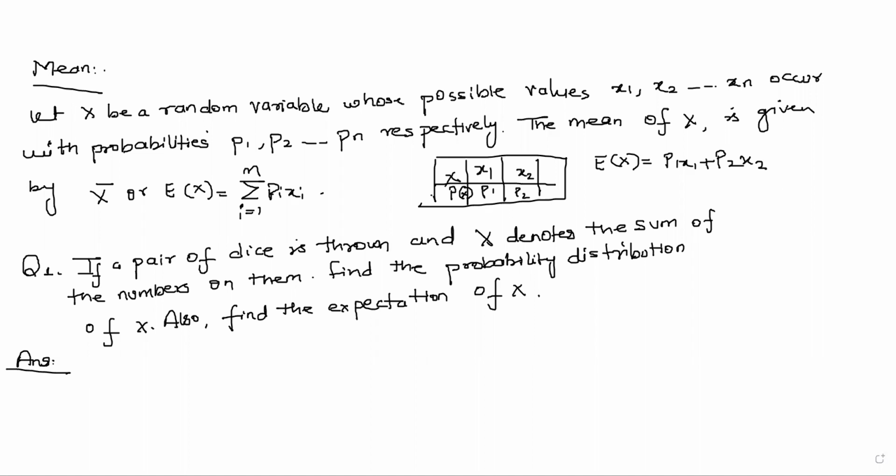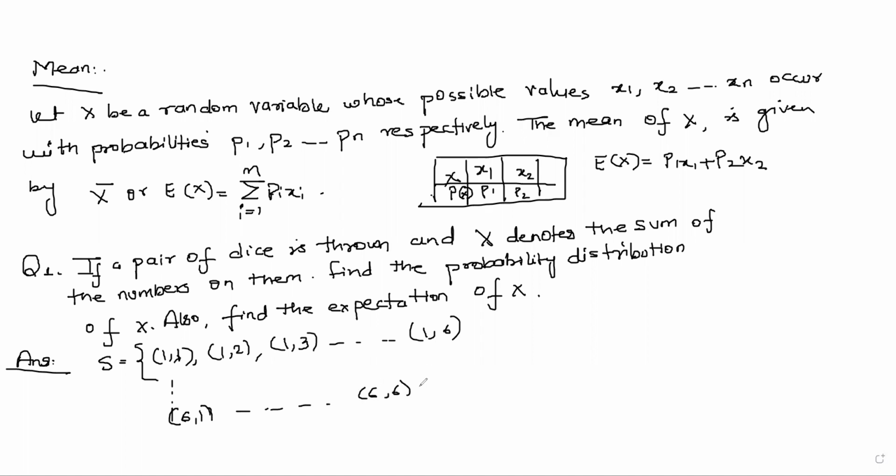Okay, so if a pair of dice is thrown, first of all, you need to analyze the sample space. What will be the sample space if a pair of dice is thrown? 1,1; 1,2; 1,3; up to 1,6. Similarly, 2,1; 2,2; and up to 6,1, up to 6,6. This is the sample space. Now, X denotes the sum of the numbers.